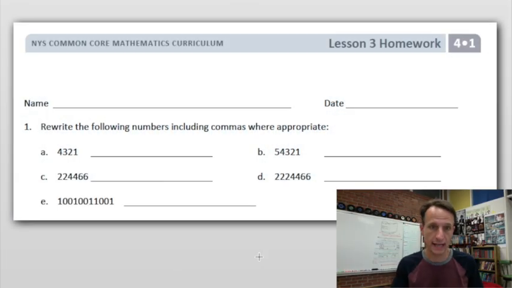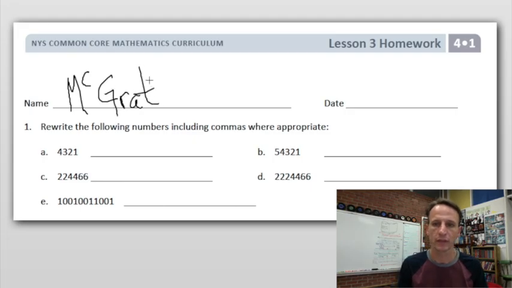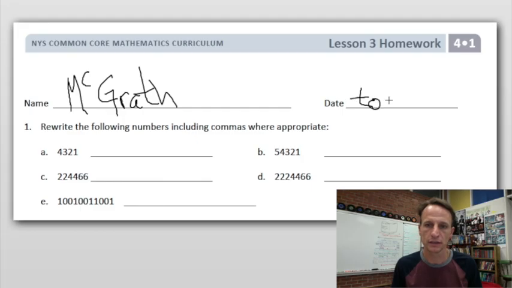It's homework time. So jot down your name at the top of your homework. That's my name. And today's date. Today. You write the actual date though.